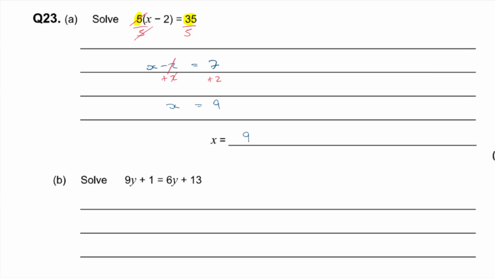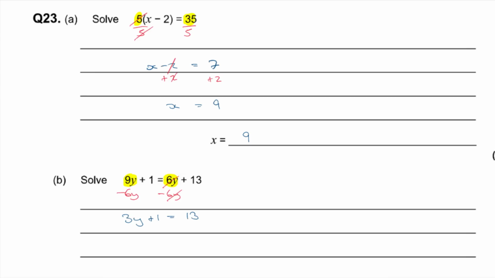Part B says solve 9y plus 1 is equal to 6y plus 13. Okay, so now we've got unknowns on both sides. I've got a 9y here and a 6y here. So what I'm going to do is take the smaller one of the two, the 6y, and take that away from both sides. We'll just do the smallest one, because then the y's will disappear from this side, and I'll end up with a smaller value of y on the left. 9y, take away 6y, that leaves me with 3y. So I've got 3y plus 1 is equal to 13.